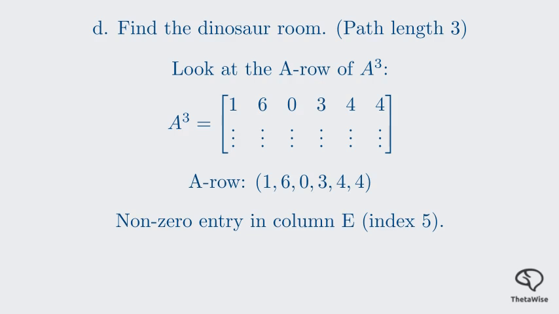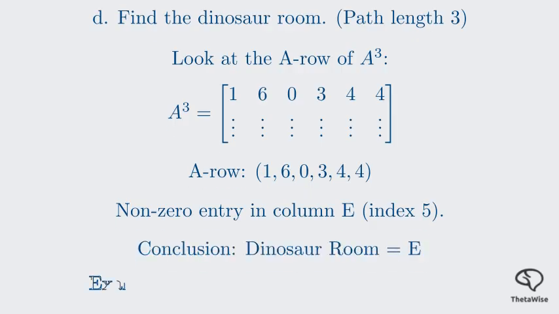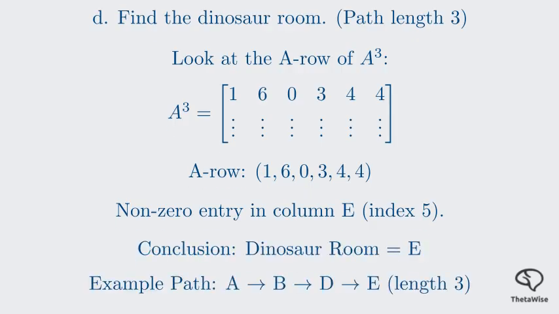We see a non-zero number in column E, which corresponds to room E. The entry is 4. This means there are 4 different paths of length 3 from the entrance A to room E. So, our first conclusion is that the dinosaur room is E. Let's verify. One path is A to B to D to E. This path goes through 2 other rooms, B and D, and is of length 3.